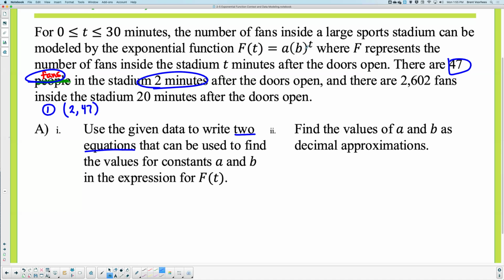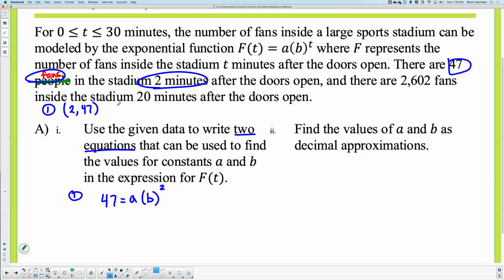So we're going to use this equation. What represents f of t? 47. So we'll say 47 equals, we don't know A and B. Those are unknowns. And I'm going to write it the way the equation's given to me, A parentheses B. But we do know our t. What's our t? 2. Very good. That's our first equation. We have to write how many equations? 2. Okay, so now let's write our second equation.